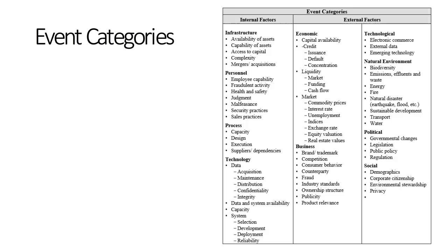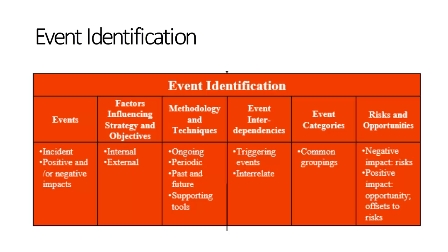Organizations may identify hundreds of different events. It is often helpful to group these events into categories for management. This slide shows you categories of events identified by COSO. COSO provides a summary of the most important parts of this event identification. Pause the video and have a look.